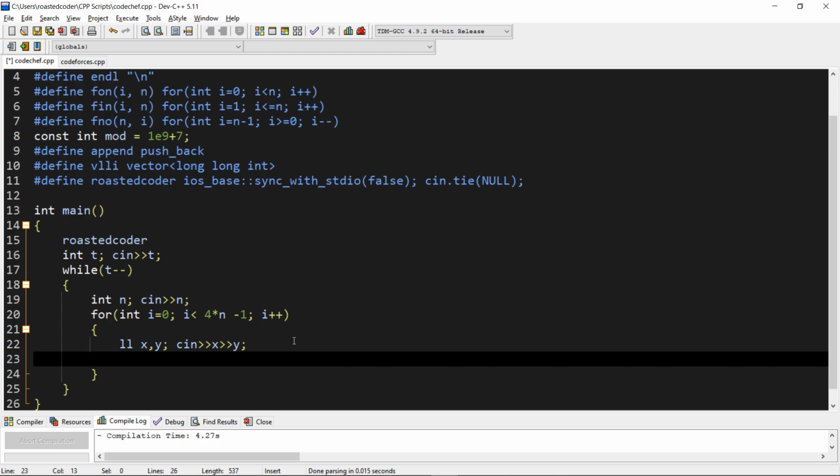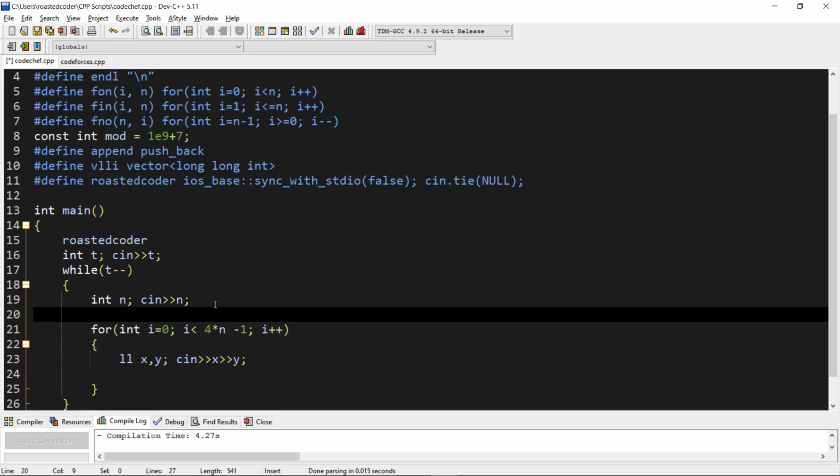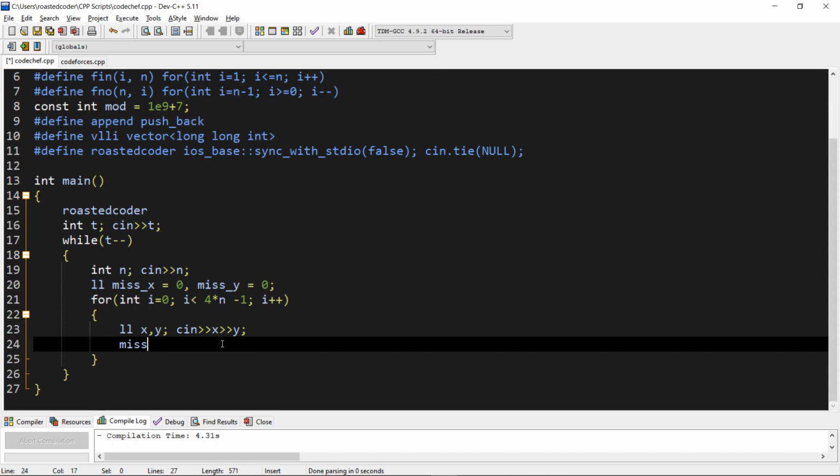And now we can find the missing x and missing y in order n time using the property of XOR. So let's take two more variables, that is missing x equal to 0 initially, and so we have to find the missing number using the property of XOR.